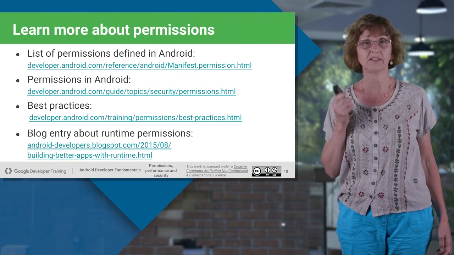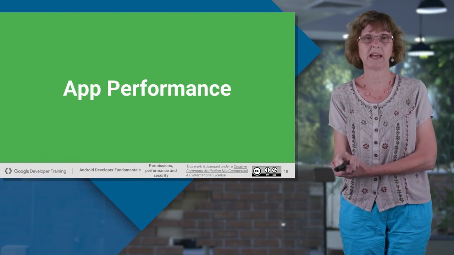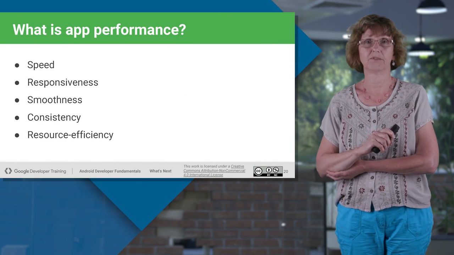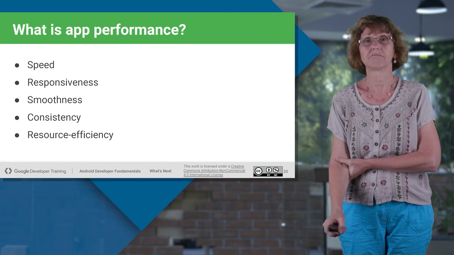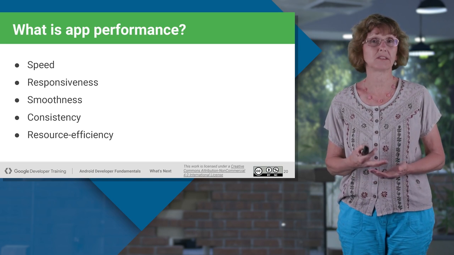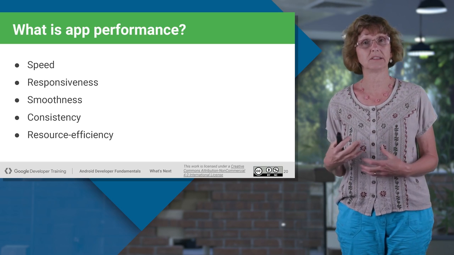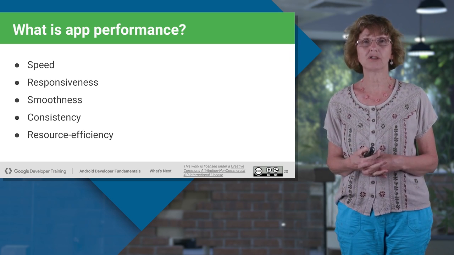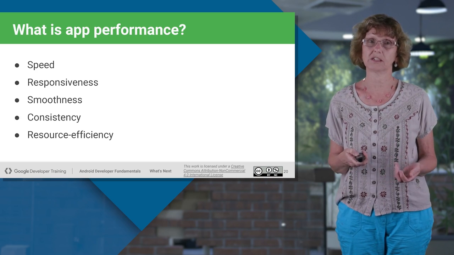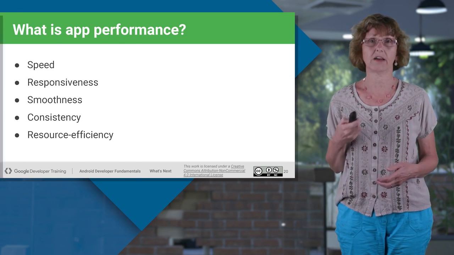Okay, I'm not going to go through this. Lots of links about permissions. What I do want to talk about next is app performance. And what is app performance? It's basically, obviously, anything that affects the performance of your app, but it's things like the speed of your app, how responsive it is, how smooth it is, how consistent it is, and how much of your device's resources it consumes. Does it use a ton of the battery? Does it take up so much space that there's no space left for other apps?